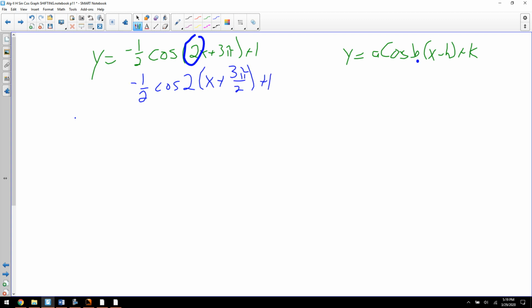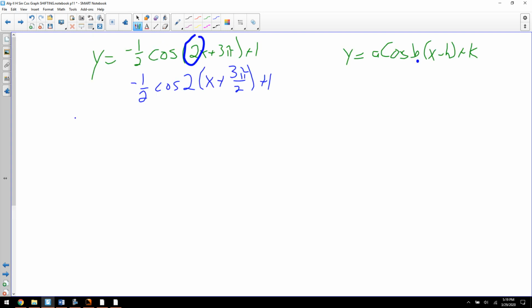Okay? So same idea. Oops. Can't even put my hand on the computer. It moves everything. Same idea. Label everything out. We have our a at -1/2. Our b value is at 2.